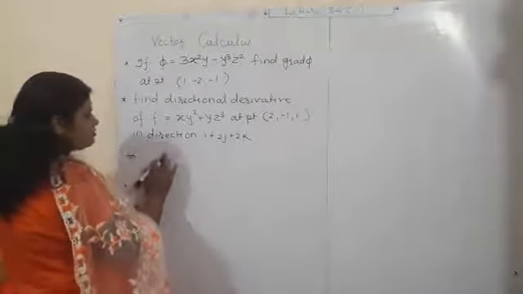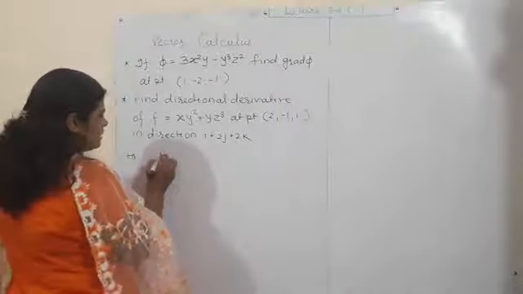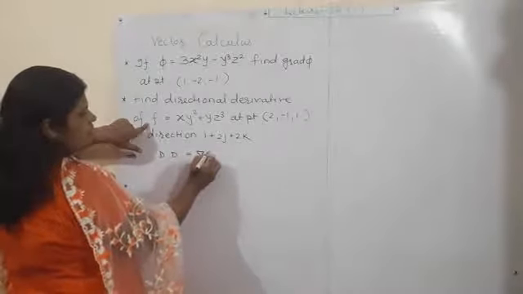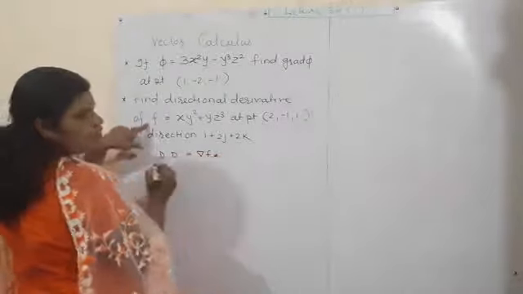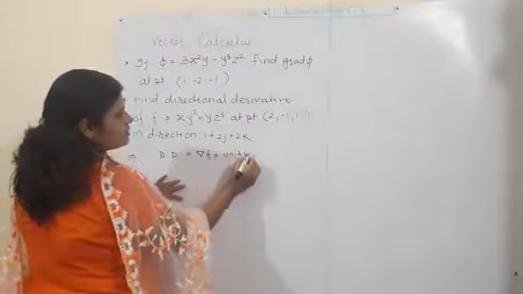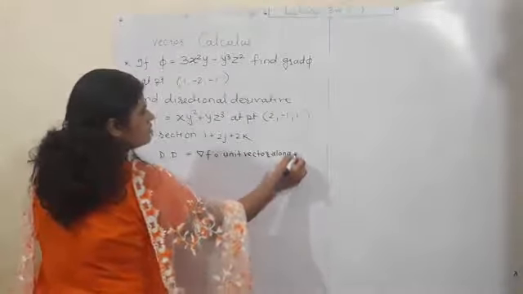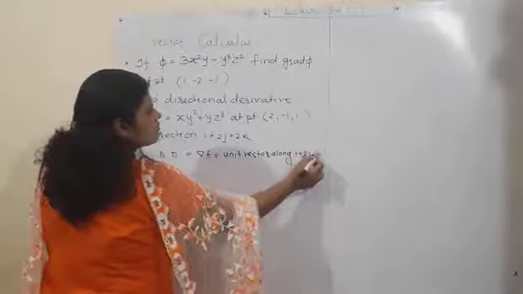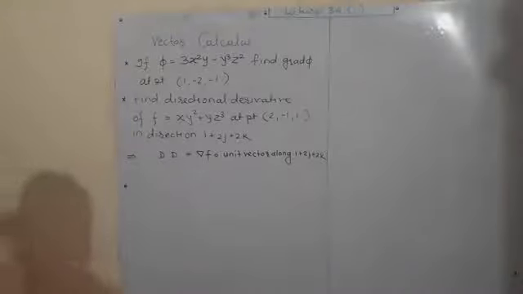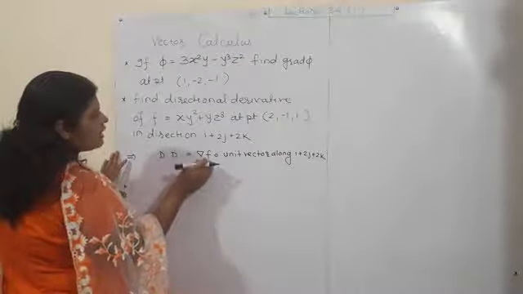Here is f. As we know by the definition how we can get the directional derivative along any direction. Suppose we have to take a directional derivative of f. So first you have to take grad of f and you have to take a dot product of that grad f with a unit vector along i plus 2j plus 2k. So first we see grad phi. What is that? Grad f.